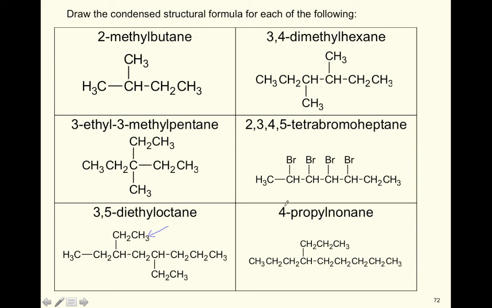All right, last one for propyl nonane. 9 in a row. 1, 2, 3, 4, 5, 6, 7, 8, 9. Probably didn't give you enough space there to write. I noticed I had to make this smaller. Sorry about that. And I have 1, 2, 3, 4. Coming off number 4, I have a propyl group, 1, 2, 3.